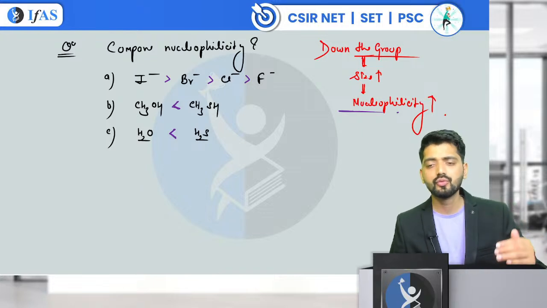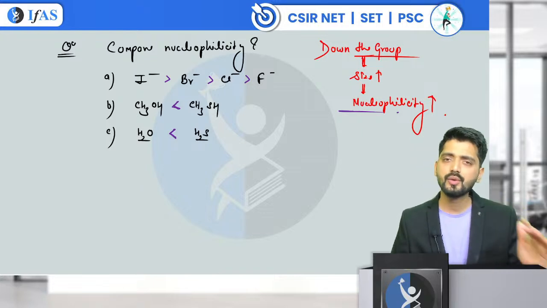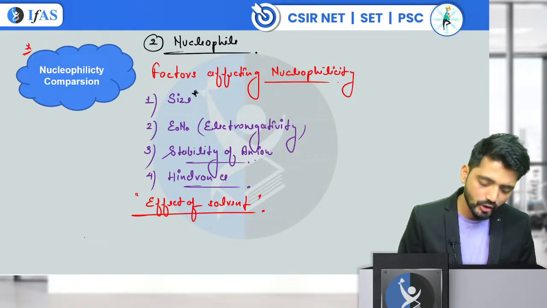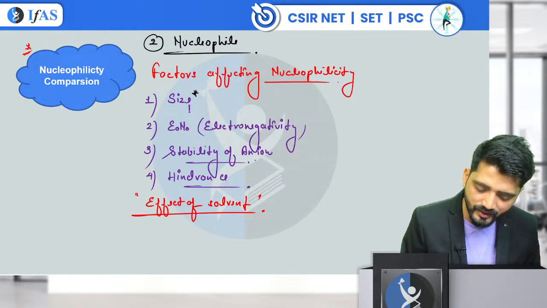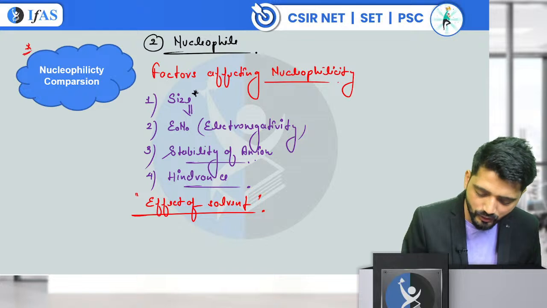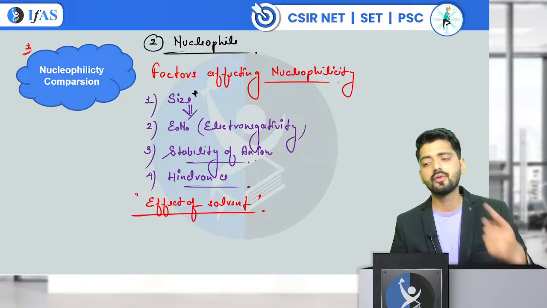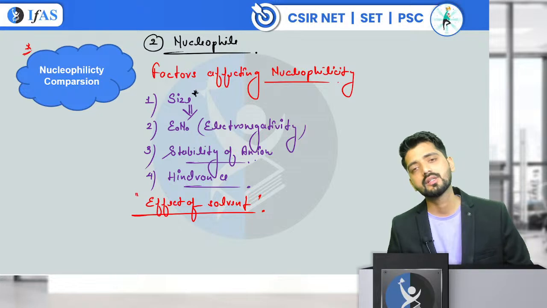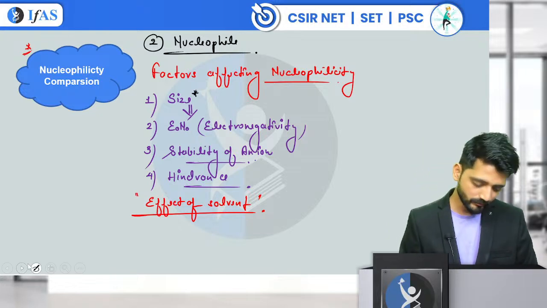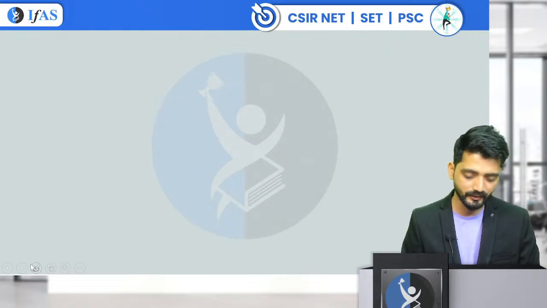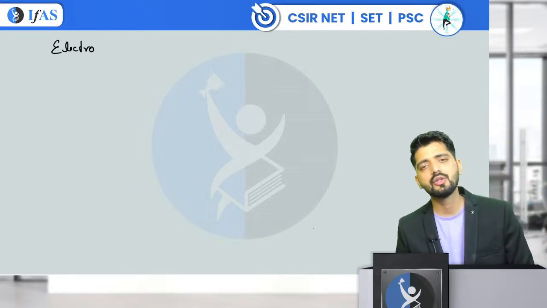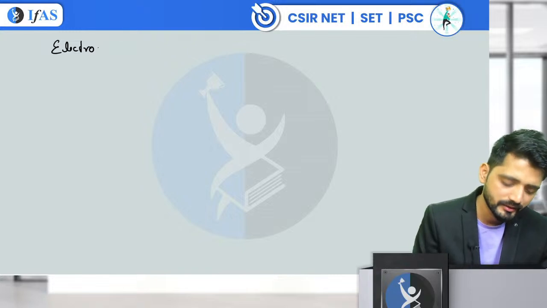Then you need to move on to the second factor. So you need to understand the chronology. First of all, you have to compare on the basis of size. When size will not give you the answer, then you will move on to the second factor, that is going to be electronegativity. Got it? Now, what does electronegativity say? Tell me, how do you think electronegativity and nucleophilicity are related?